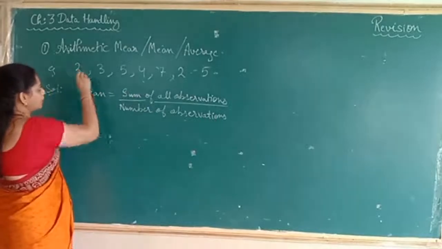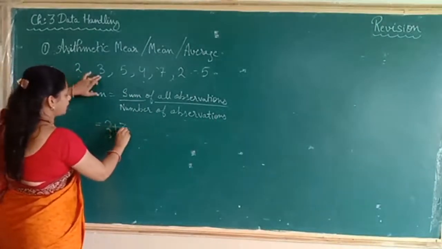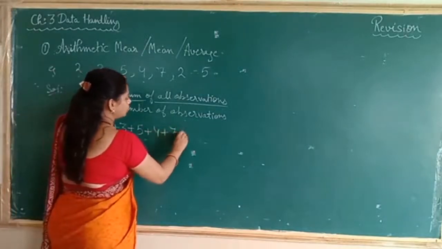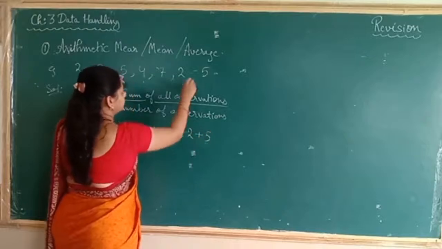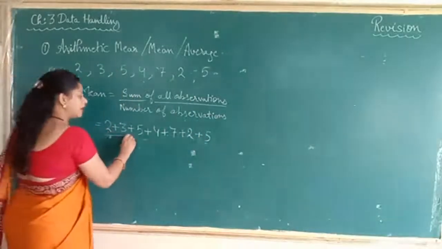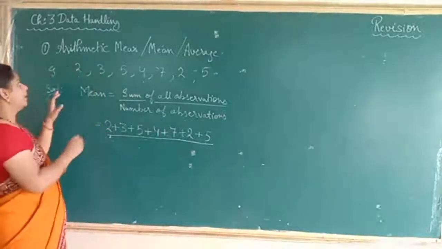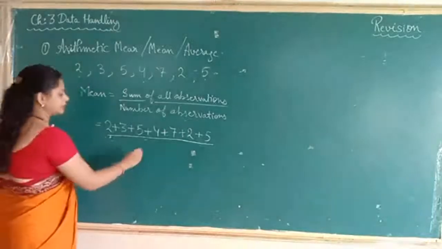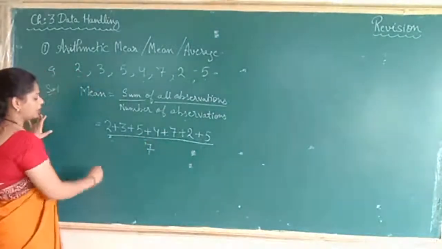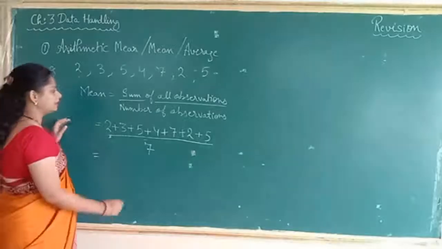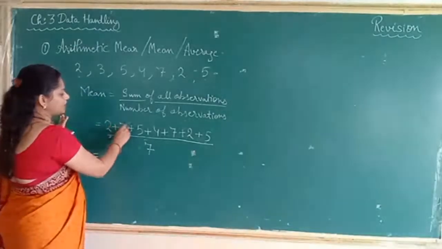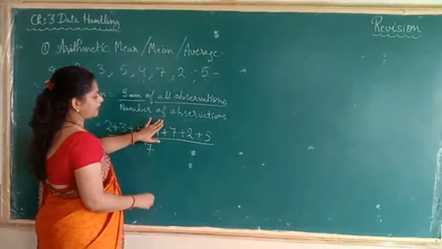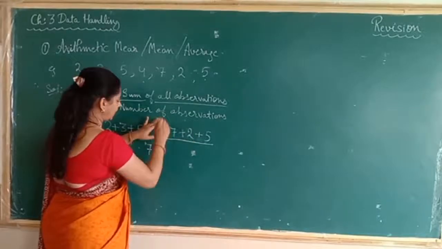Now, what is the sum here? 2 plus 3 plus 5 plus 4 plus 7 plus 2 plus 5, divided by how many numbers are there? 1, 2, 3, 4, 5, 6, 7. There are 7 numbers. Divided by 7. So, let's see what is the result here. 2 plus 3, 5, 5, 10, 10, 5, 15, 15, 4, 19, and this one is 20 and 28.